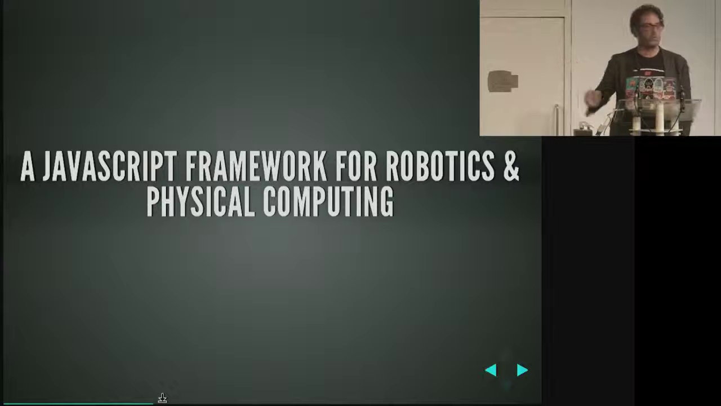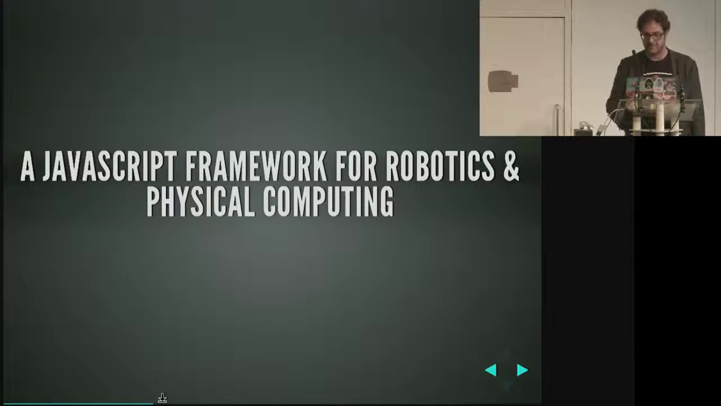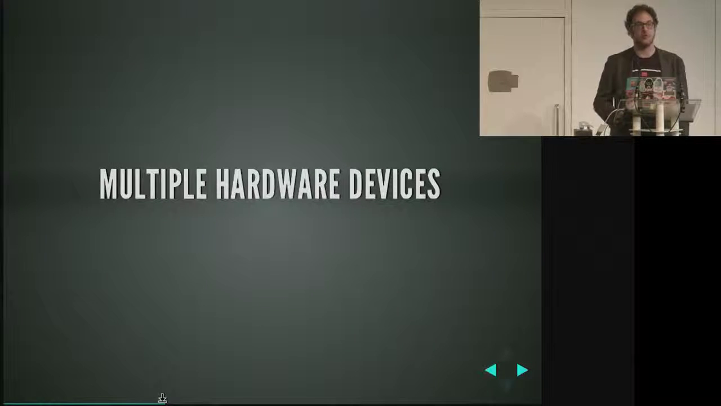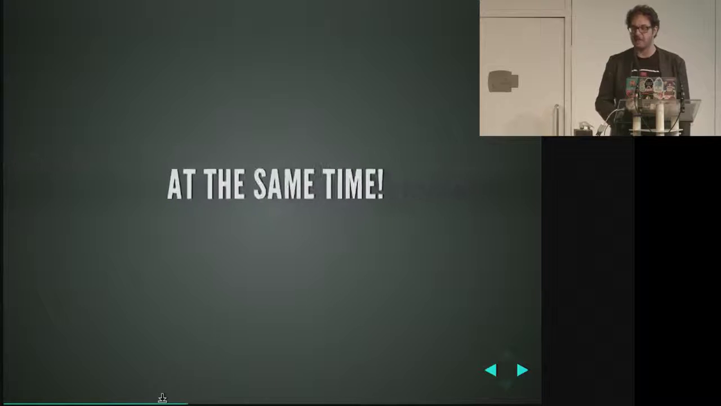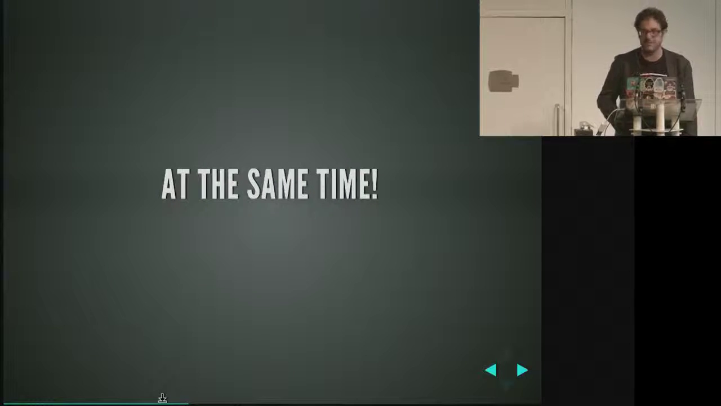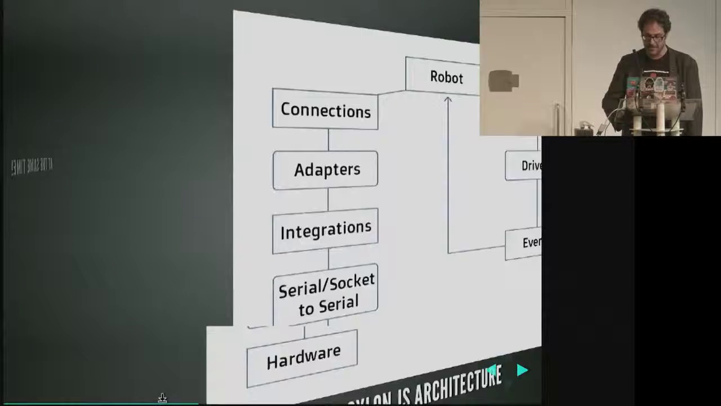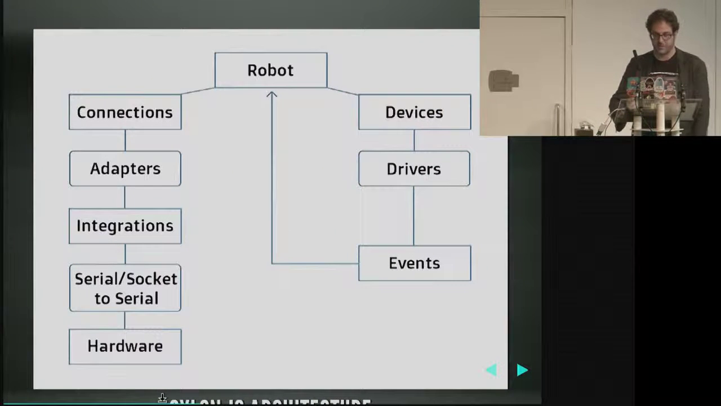It's a JavaScript framework for robotics, physical computing, and as it's now trendily known, the Internet of Things. It supports multiple hardware devices, different hardware devices, and multiple different hardware devices at the same time. Thank you, Node. So this is a little quick architecture diagram of how it works.